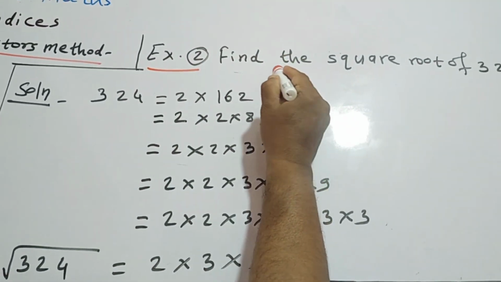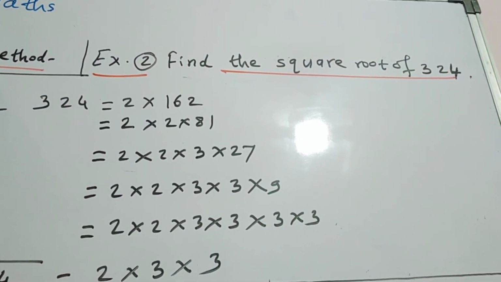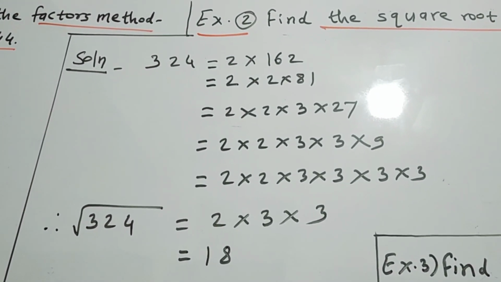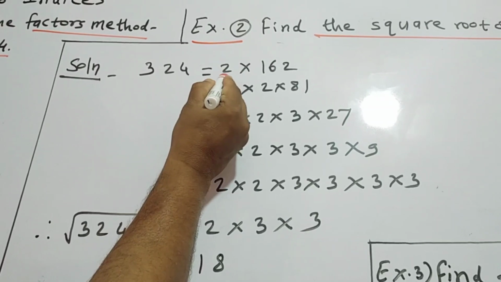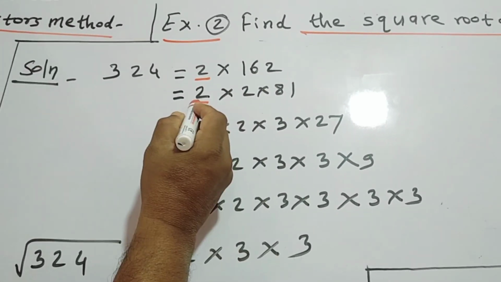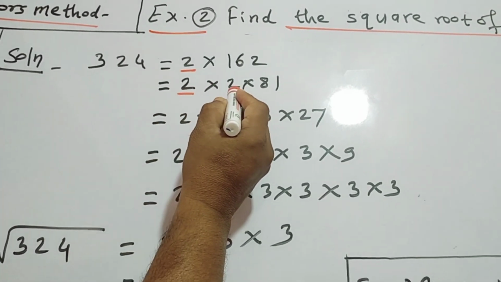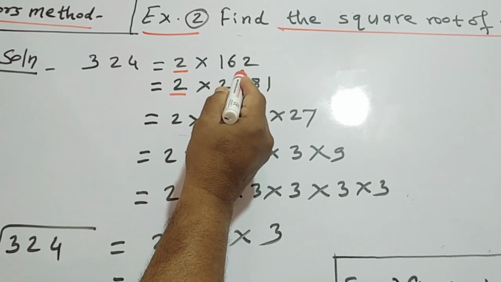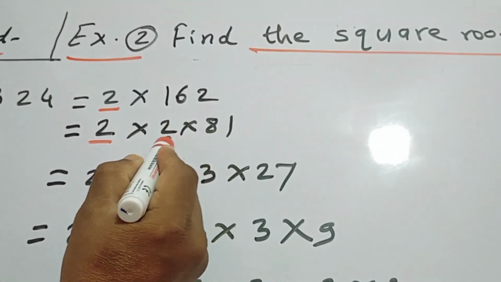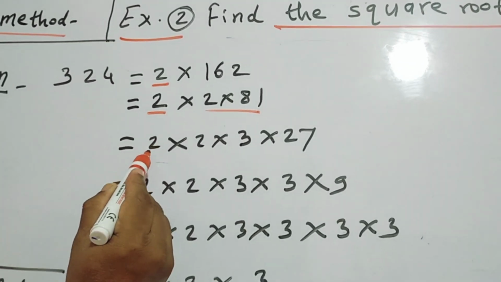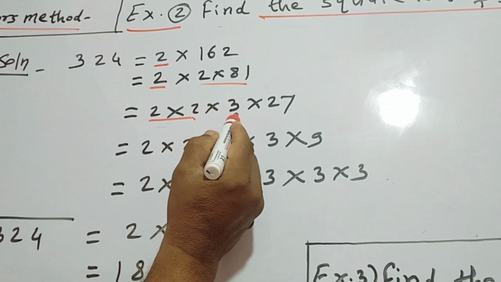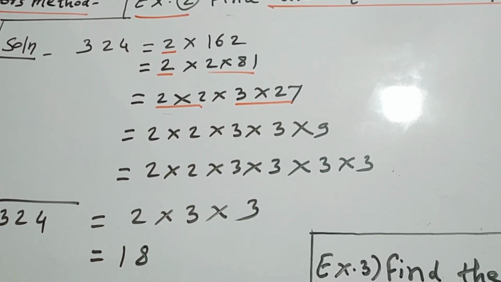Second example, find the square root of 324. Now first find factors of 324. 4 is even, so its first factor is 2. Now 2 into 162 is 324, equal to 2 into, find factors of 162. Again 2 is even, so 162 is divided by 2. So 2 into 81 are the factors of 162. Now first 2 and this second 2 are fixed. Now find the factors of 81. 3 into 27 is 81.